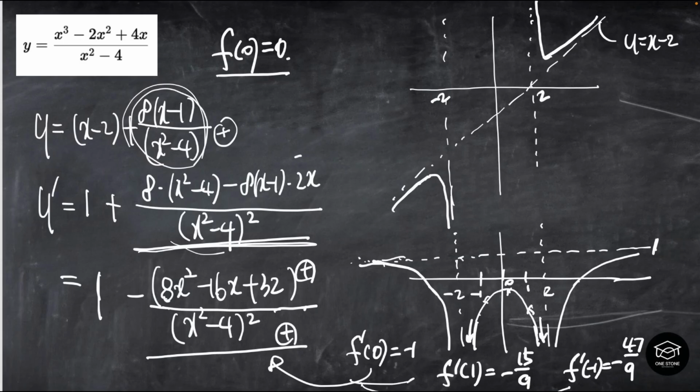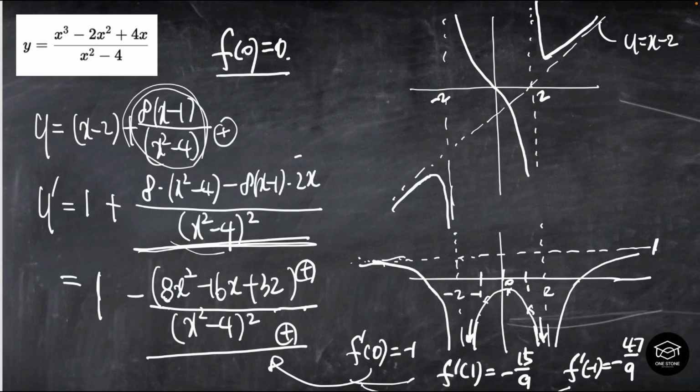Between -2 and 2, y prime starts at -infinity, then increases through -47/9, -15/9, and -1 before dropping back down toward -infinity. But since y prime stays negative throughout, the original function keeps decreasing the entire time.